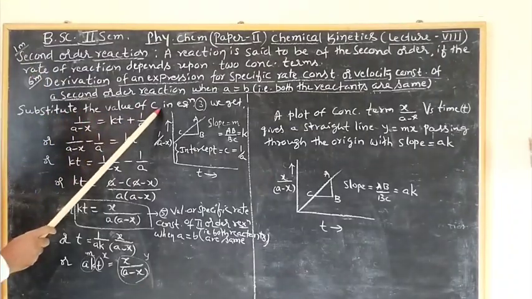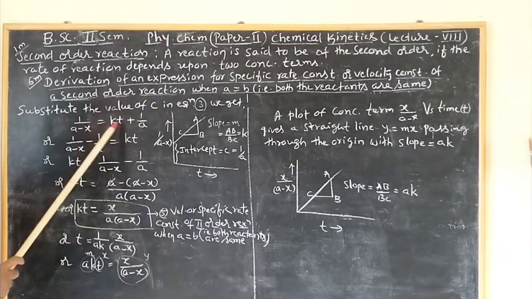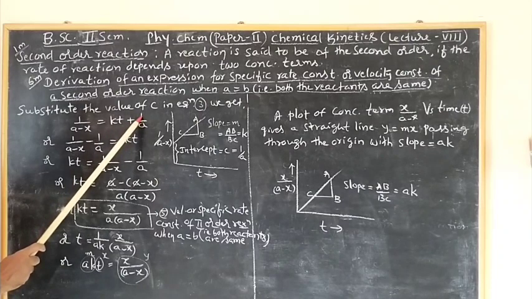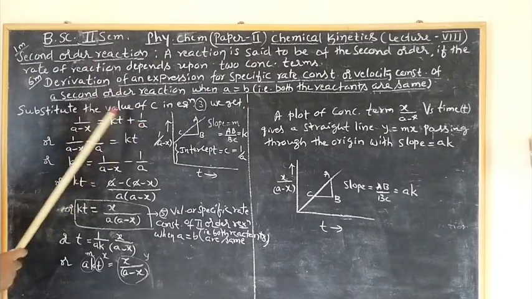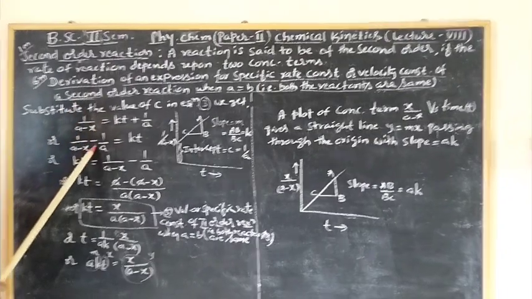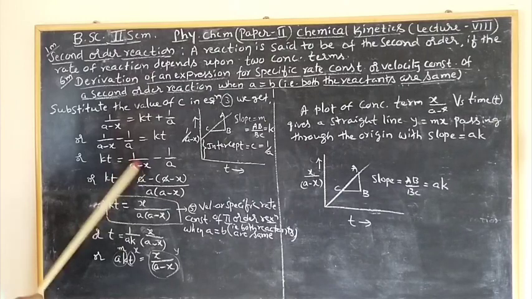Substitute the value of c in equation 3. We get 1/(A−X) = kt + c, where c is replaced by 1/A. Simplify the terms. I will take this 1/A to the LHS: 1/(A−X) − 1/A = kt, or kt = 1/(A−X) − 1/A.